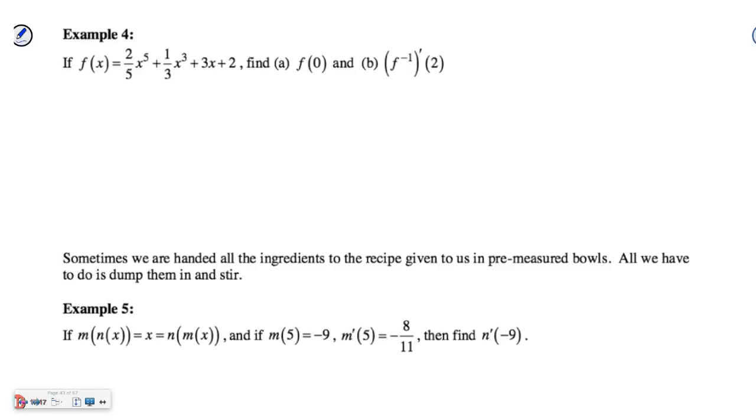You're not going to use a formula. You're going to understand what you're doing, and you're just going to say, okay, I need to get a pair of points. I'm going to find the derivative, and then I'm going to flip it over.